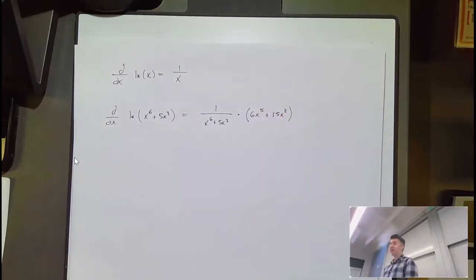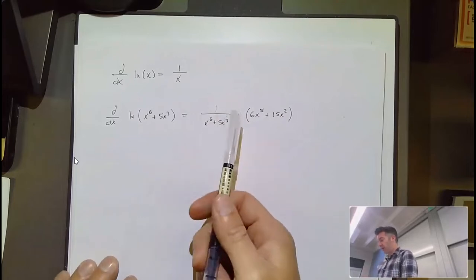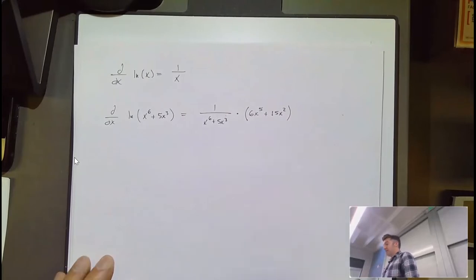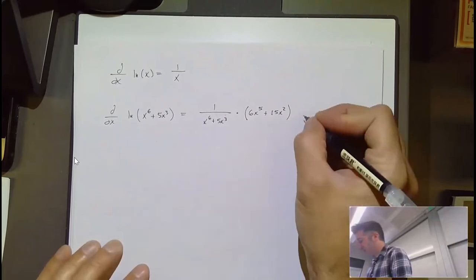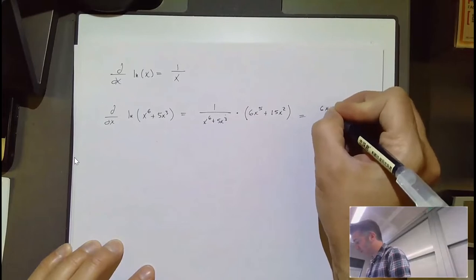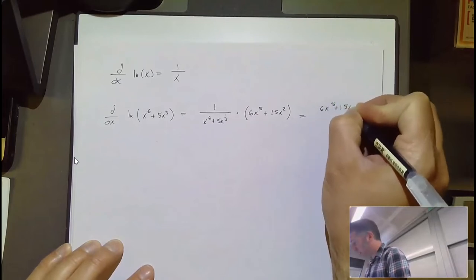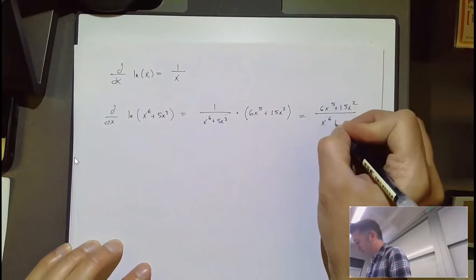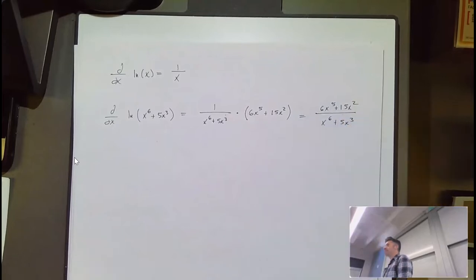Now, I tend to like writing it out like this because I'm really emphasizing the chain rule nature of the problem, right? It's my derivative, 1 over my stuff, and then times the derivative of stuff. But people usually like to simplify this. I would probably rewrite this just to have less space taken up as 6x to the 5th plus 15x squared divided by x to the 6th plus 5x cubed. And there's probably more. You could probably factor out some x's and cancel some stuff. We're not super concerned about that.